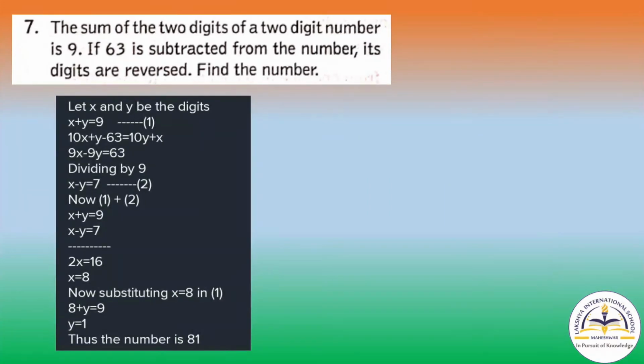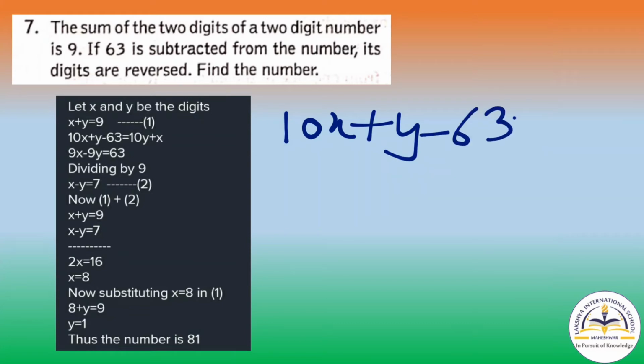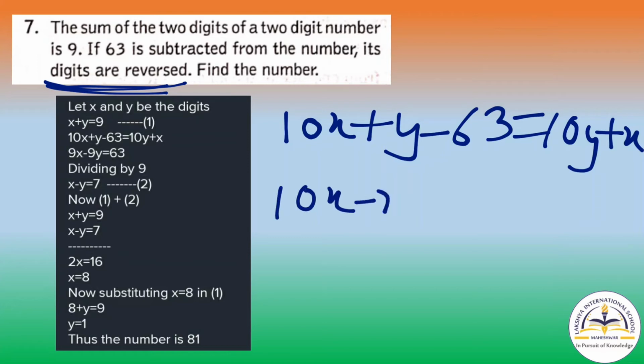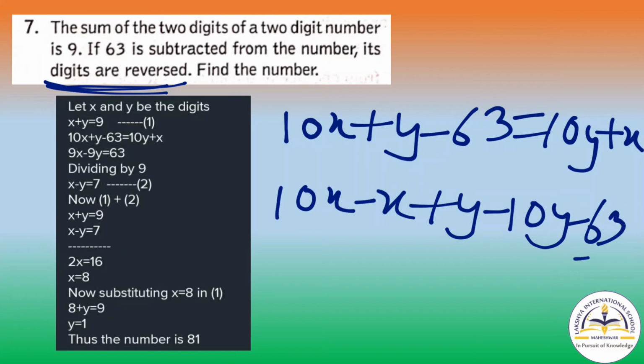Now 63 is subtracted from the number, and its digits are reversed. For the tens place of x and y, we will write 10x plus y minus 63, as 63 is subtracted from the number, and 10y plus x, because the digits are reversed. So we write 10 for x and 10 for y. Now 10x minus x plus y minus 10y minus 63 equals 0.